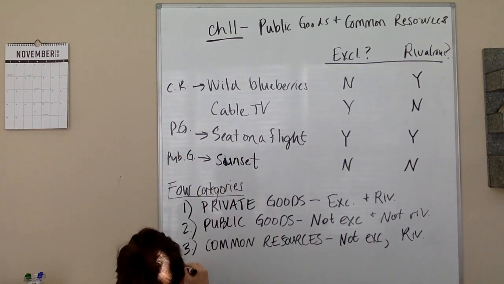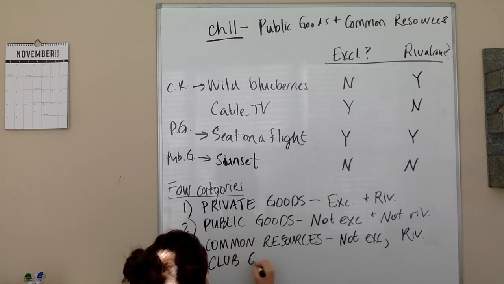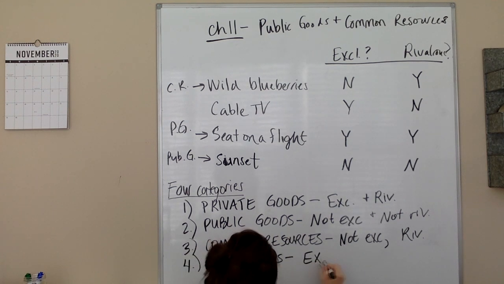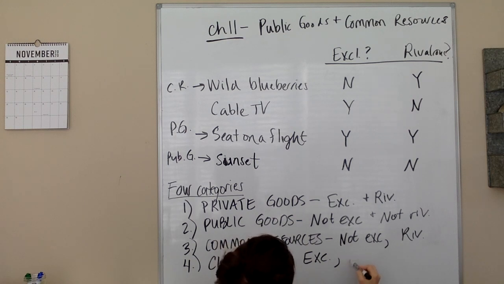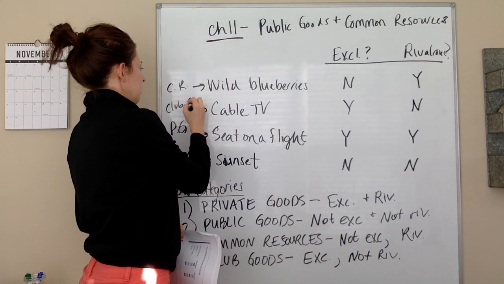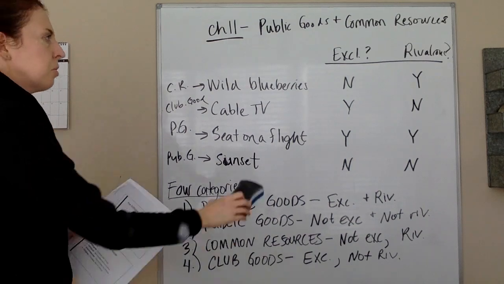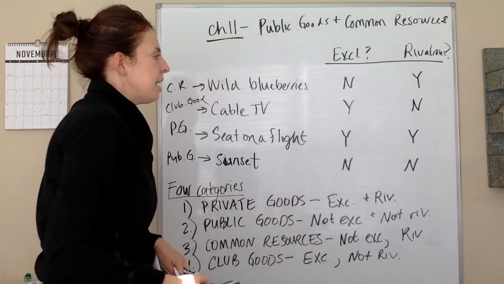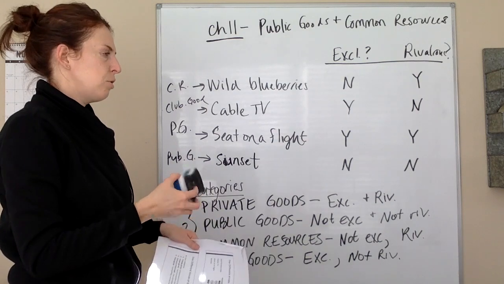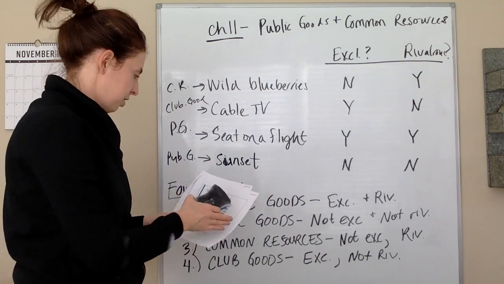And then the fourth and last category we're going to call club goods. So club goods are those that are excludable, but they are not rivalrous. So cable TV is an example of a club good. Okay, so again, any good that you might think of in the world can be categorized based on its excludability and its rivalrousness in consumption. And then based on which check marks you make, you can determine which of the 4 categories of goods that particular good belongs to.